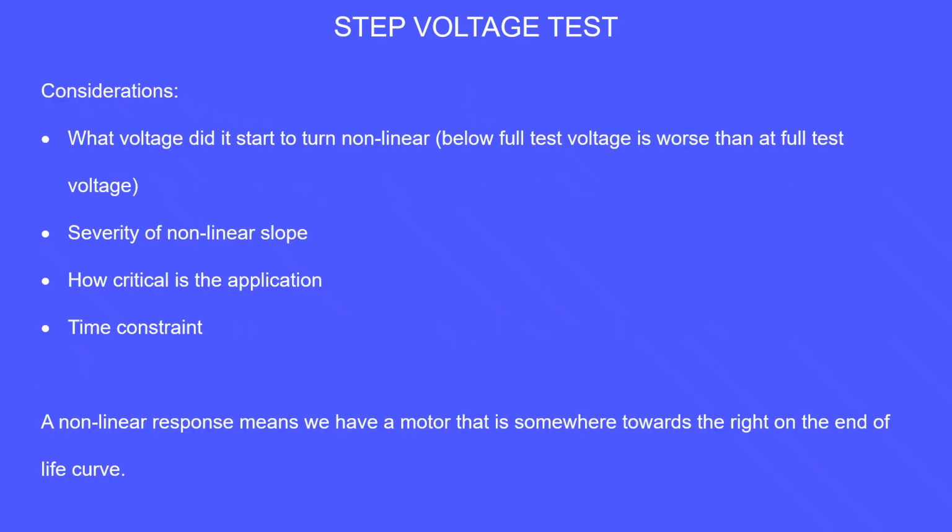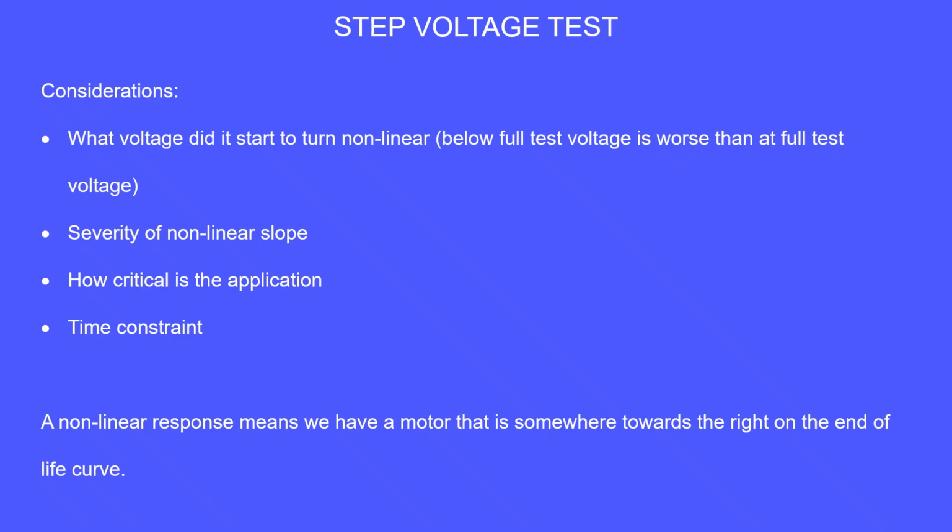When deciding follow-up action, review these. What voltage did the trend become nonlinear? A lower level is worse than a higher level. How severe was the nonlinear result? How critical is this motor application? How much time is available to possibly replace the motor? Remember, a nonlinear result indicates we have a motor that is somewhere toward the right side of the end of life curve.